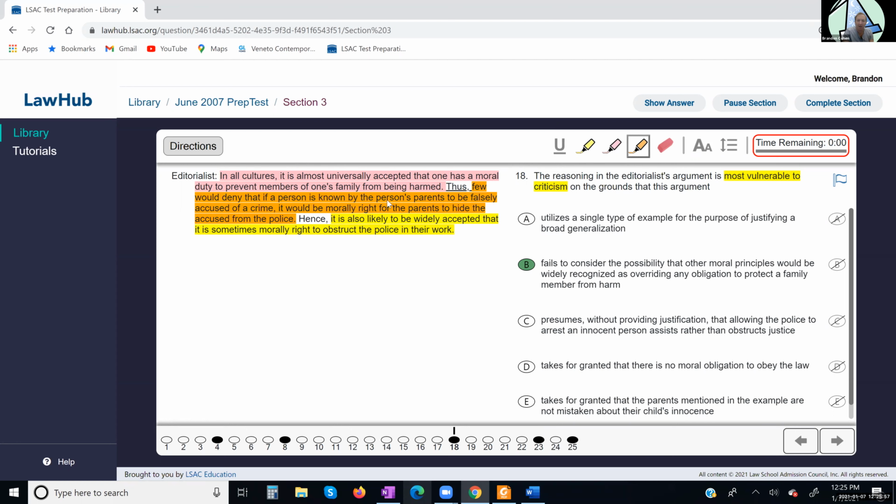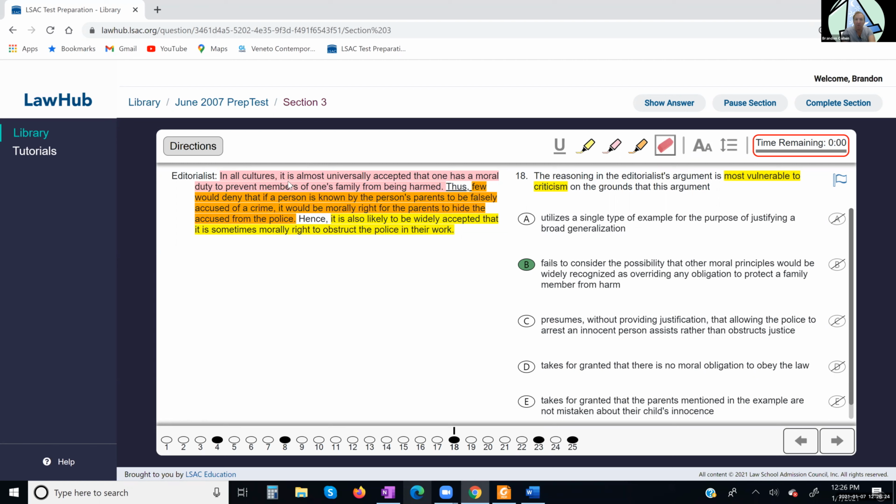The morally right, we do have evidence about in both the pink and the orange. The orange says it's morally right for parents to hide the accused from police. Now, morally right to hide the accused from police, I think would be obstructing the police. So I do think that the orange proves the yellow. The problem is that orange is not a premise that we have to accept. It's a subsidiary conclusion. So the mistake in this argument is going to be in the connection between the pink and the orange.